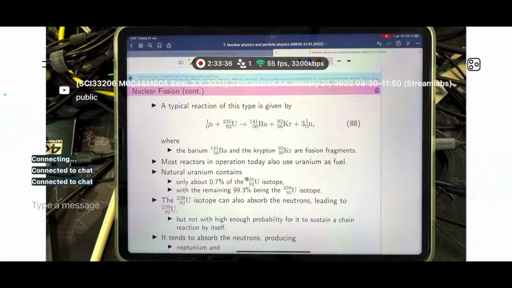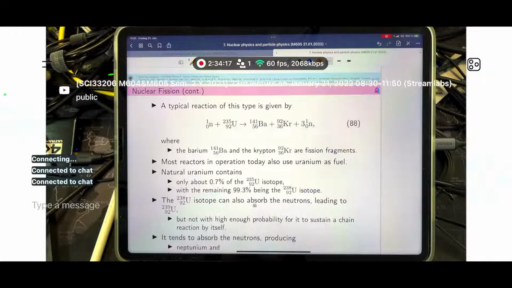Natural uranium contains 0.7% uranium-235. Uranium-235 exists in nature in only a tiny portion, less than 1%. The remaining 99.3% is the uranium-238 isotope. So what could we do? The one that is useful in nuclear fission is this one, the rare isotope from natural uranium.